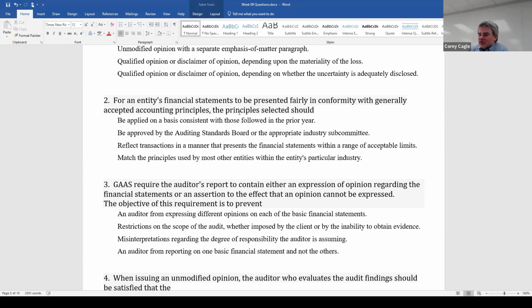D says it should match principles used by most of the other entities. You can't just say that, right? What if they're doing it wrong? Or what if your industry is a little different and you justify it for some reason to do it differently, right? You can justify a departure from GAAP if GAAP would be misleading.